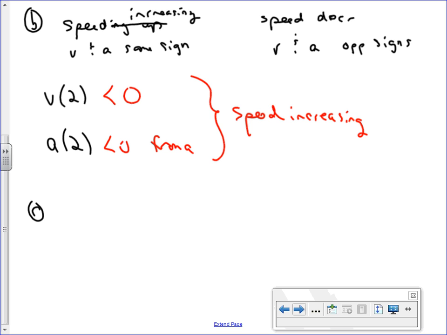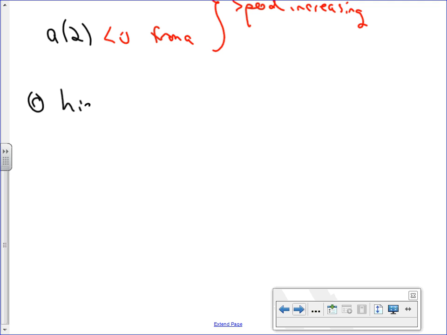Read the question. The word highest in calculus translates to the word max. Okay? So what you're asked to do is find the maximum, not the maximum velocity, but the maximum position, the maximum height. If you want to maximize y, how do you do it? I want something to be a max. What do I need to look for?